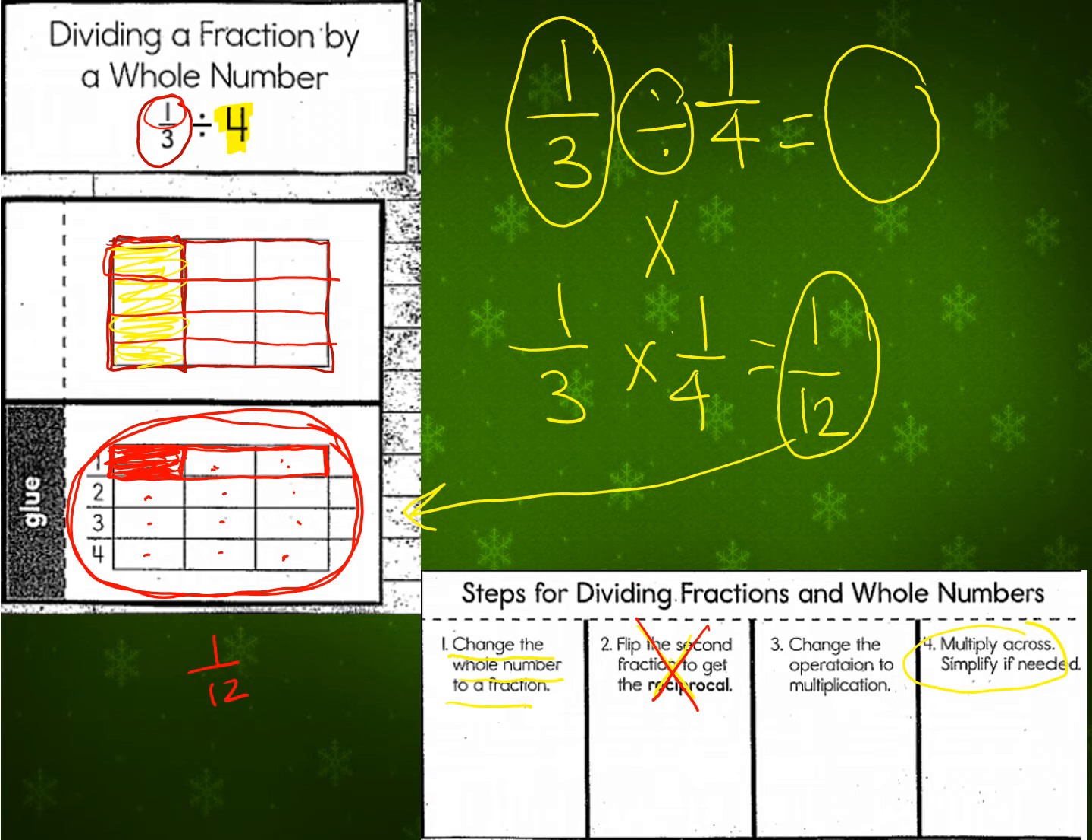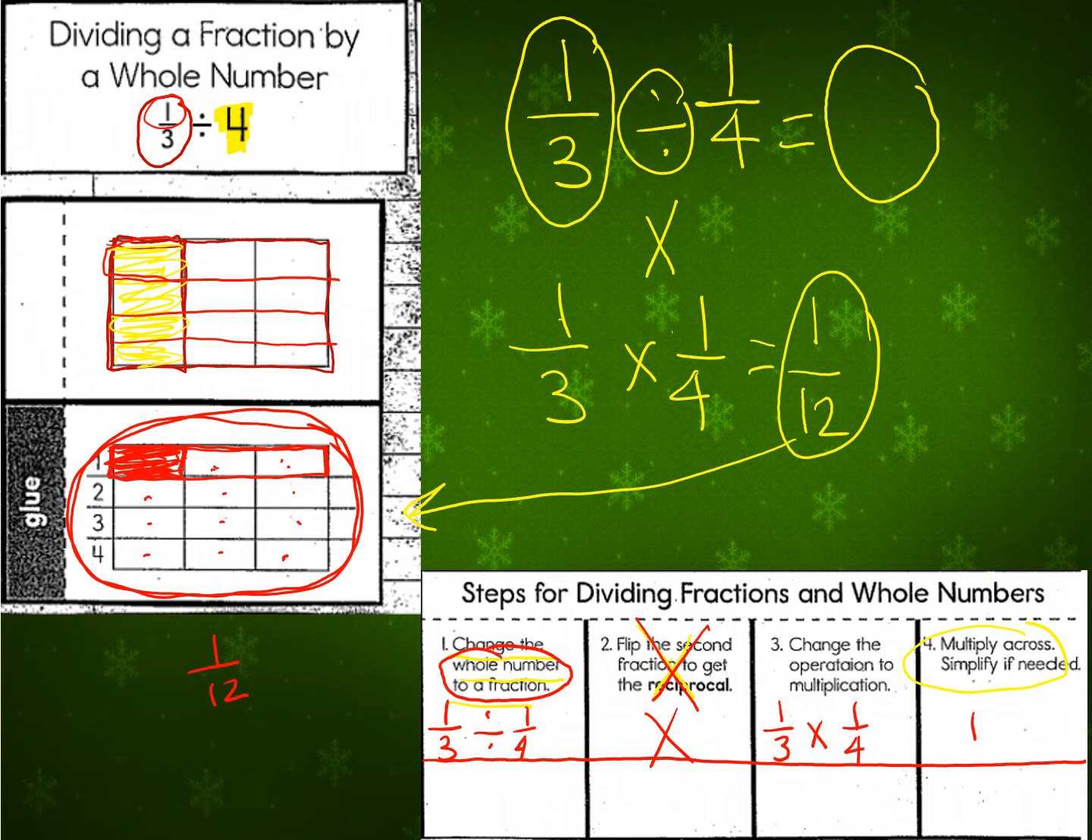So down here, what you should have done in your notes is cut this into two pieces. I start with writing the problem, 1/3 divided by 1/4, because I added a 1. I changed the whole number to a fraction. We didn't do the flipping of it. We changed the operation from division to multiplication, and then we multiplied to get the answer 1/12.